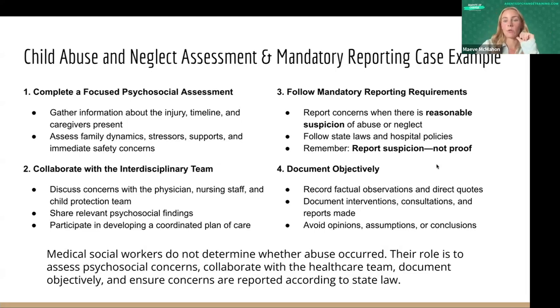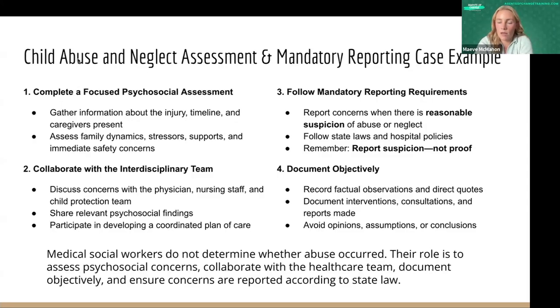Follow mandatory reporting requirements. So report concerns when there's a reasonable suspicion of abuse or neglect. Follow your state laws and hospital policies. So make sure that you are very educated on that. And remember that you are reporting suspicion and not proof. You are reporting things that you have valid suspicion on. And then document objectively.